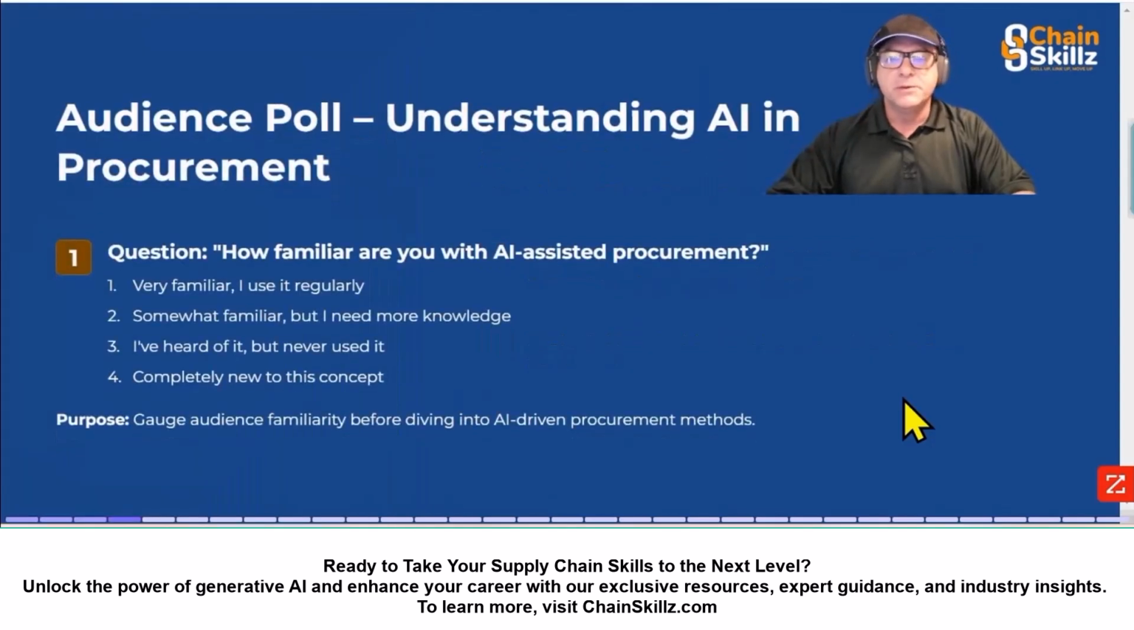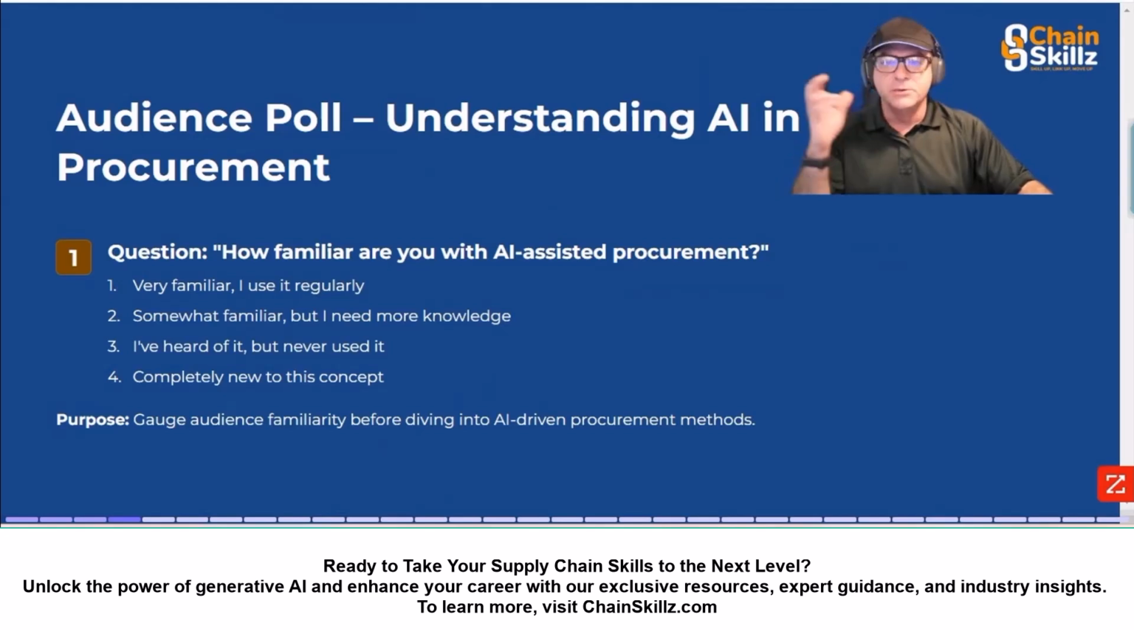Okay, if you don't mind, just type in the chat box: how familiar are you with AI assisted procurement? 1, very familiar, use it regularly. 2, somewhat familiar, but need more knowledge. 3, I've heard of it, but never used it. 4, completely new to this concept. Okay, for a lot of people they're just kind of familiar, either a 2 or a 3.